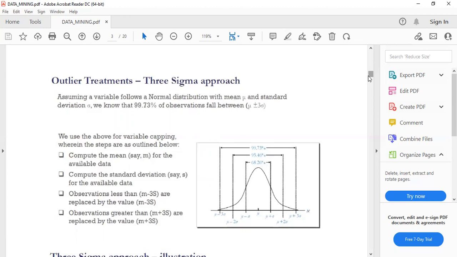Compute the mean, say M, for the available data. Compute the standard deviation, say S, for the available data. Observations less than M minus 3S are replaced by the value M minus 3S, and observations greater than M plus 3S, that is mu plus 3 sigma, are replaced by the value mu plus 3 sigma.